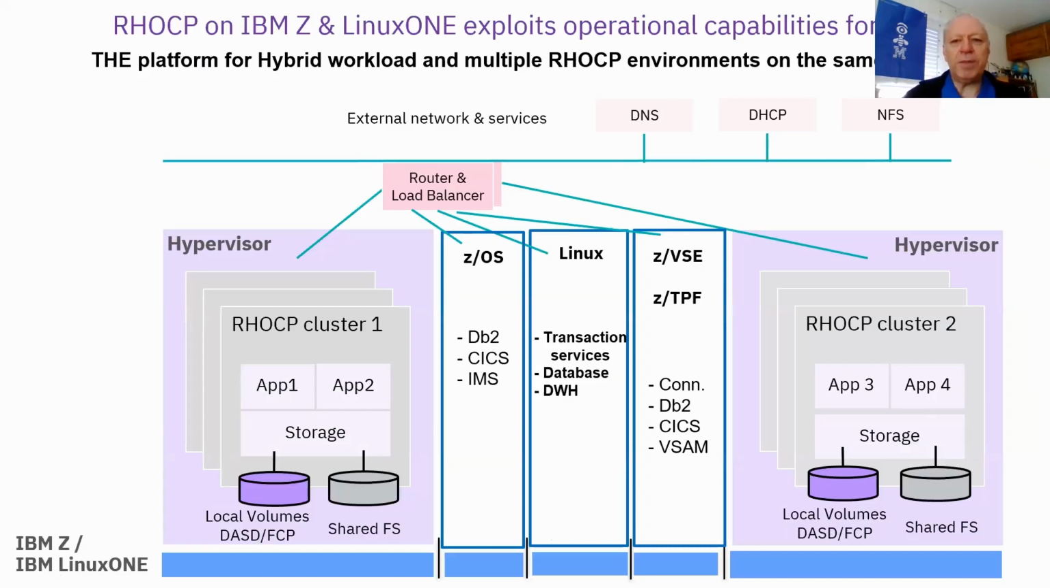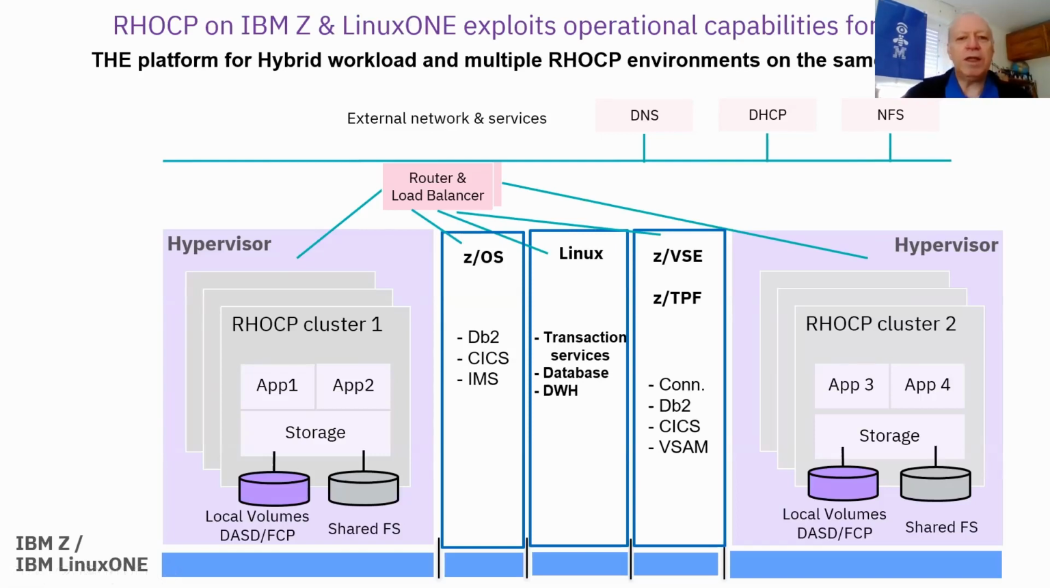Now, this is basically the picture that I mentioned. IBM Z and LinuxONE is basically the one platform that can run hybrid workloads on the same platform. So we can run multiple OpenShift environments. You can run multi-tenancy on the same platform. You know that the LPARs are EAL5+ certified, like physical servers. You can run multiple clusters on the same platform. You can run them side by side with z/OS, side by side with Linux, or side by side with z/VSE, z/TPF. So basically, there is no exception.